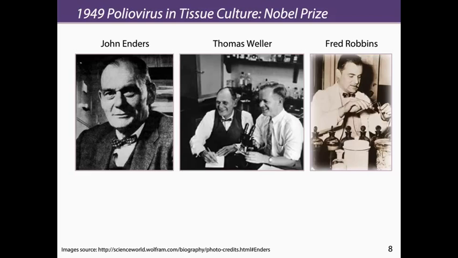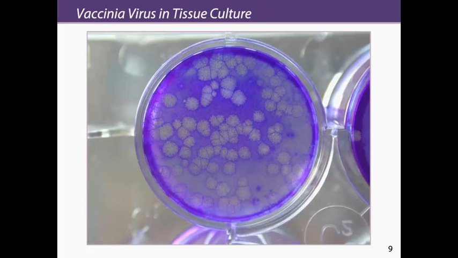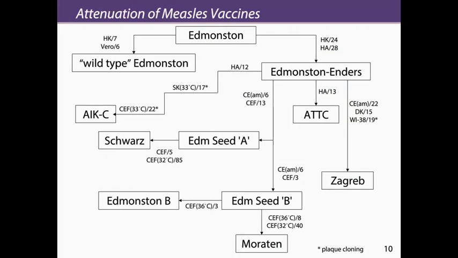It wasn't until more than 150 years later that viruses were grown in tissue culture, and John Enders, Tom Weller, and Fred Robbins won the Nobel Prize for this major accomplishment, which opened the door to growing not all other viruses, but many other viruses that we have today, and the opportunity to make vaccines against them. The process for attenuating most viral vaccines is through serial passage in tissue culture.